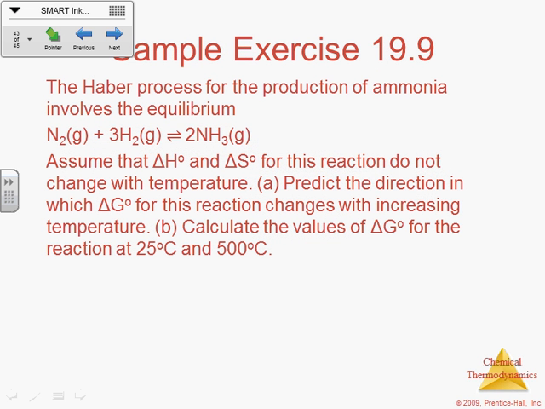So the Haber process, and again, they just talk about this process over and over and over again, but it's very important. So there's the equilibrium for that one. We're going to assume the delta H and the delta S don't change with temperature. That's a little bit of a bad assumption, but really they don't change much with temperature. So we're probably okay there. And then we're going to predict the direction in which delta G for this reaction changes with increasing temperature.